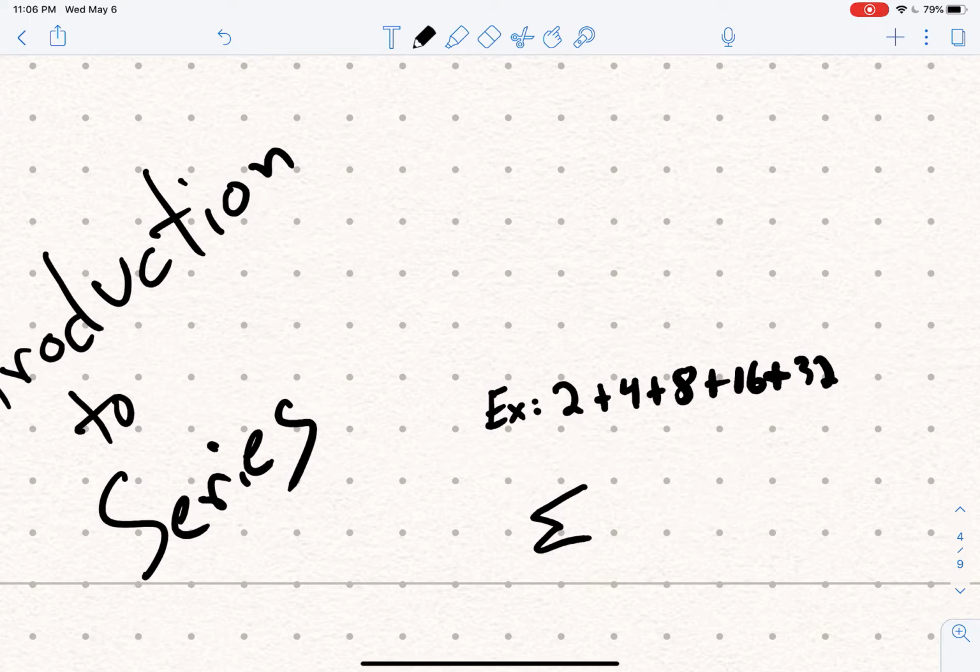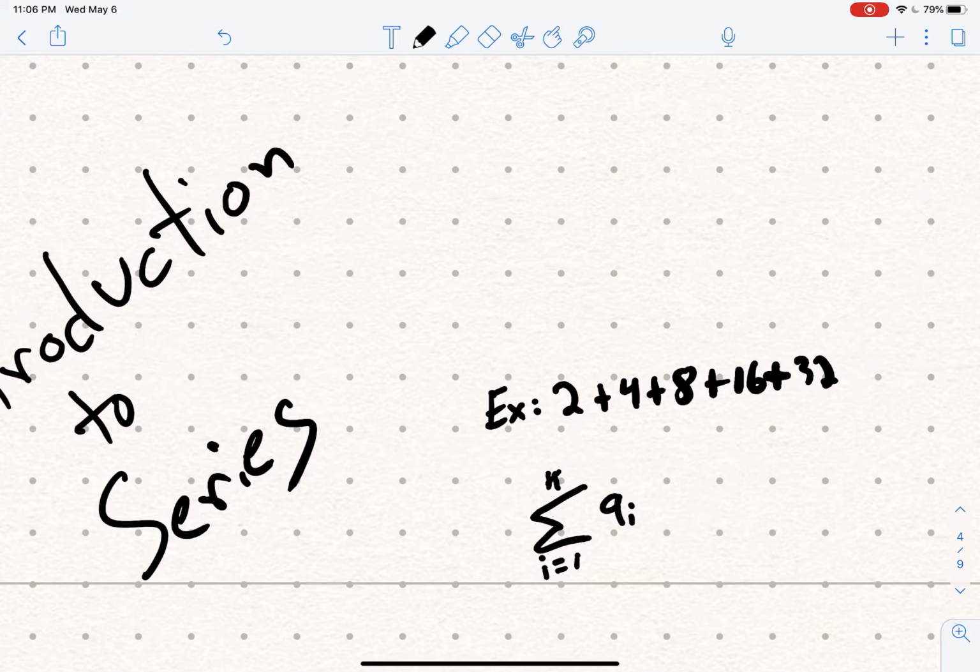The general idea of sigma notation is we write the sum from i equal 1 to k of a_i. a_i is just the ith term in the sequence. I'm using i as my index instead of n here. Don't let that throw you. It means the same thing. So there's going to be a_1, a_2, a_3, a_4.